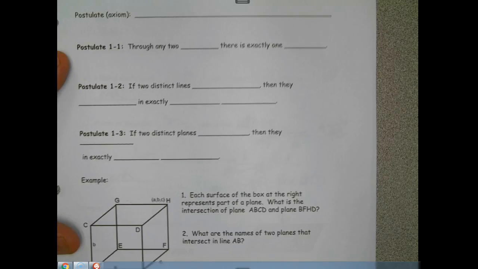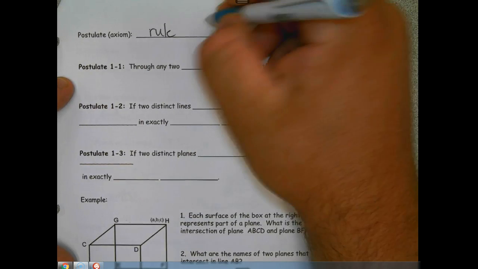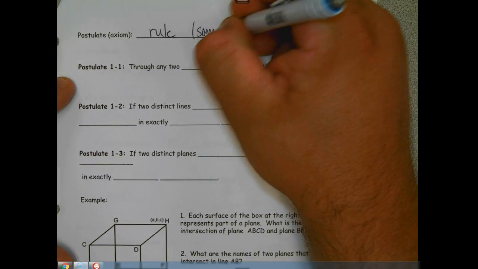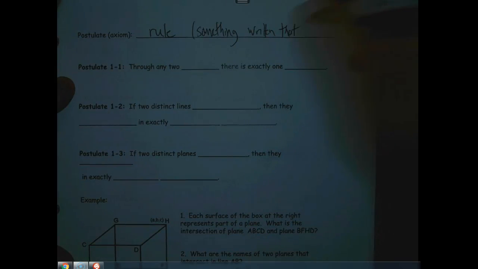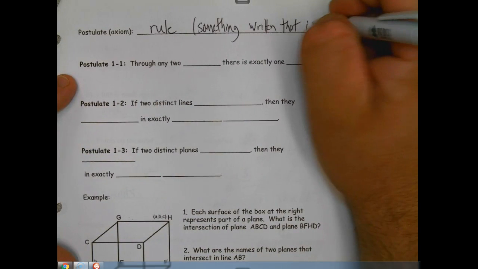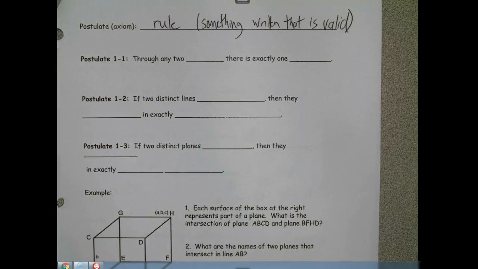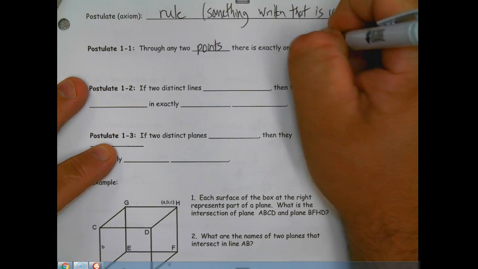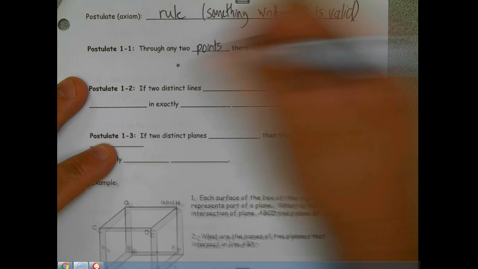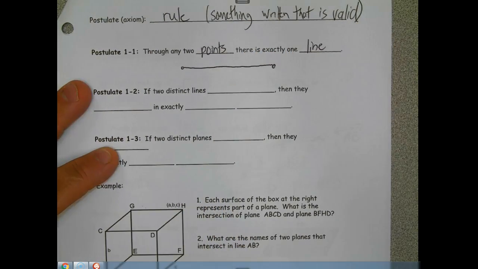Last part of the vocabulary. A postulate is basically a fancy word for rule. Something written that is true or valid. So there are three rules that we need to talk about on day one. Through any 2 points, there's exactly one line. That makes sense. If I put a point here and I put a point there, the only way to connect them is just a straight line.